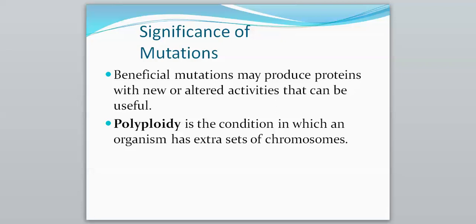However, mutations again aren't always bad, because beneficial mutations may produce proteins with new or altered activities that can be useful. So again, that's just inside of our body. Let's say a random mutation occurs and it gives our cells the ability to make more energy or something like that. That would just be an example of a beneficial mutation. And another way to describe this would be maybe polyploidy. So I think I remember you guys looking this word up earlier in the year. This is a condition in which an organism has extra sets of chromosomes. So this could be either helpful or negative depending on the situation.